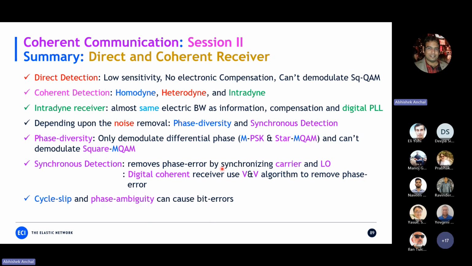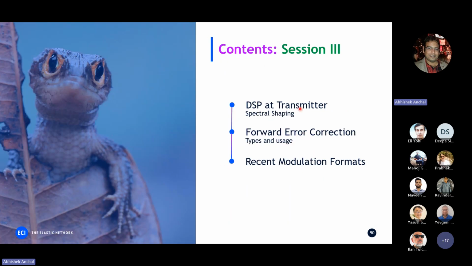All this we discussed in the last session. Today we are going to discuss in more detail the transmitter side DSP, specifically the spectral shaping as well as spectral pre-emphasis, which we see in most of our transceivers. We are also going to discuss forward error correction, what its uses are, and what they mention in the data sheets, and then the most recent modulation formats. So let's start with the DSP transmitter.